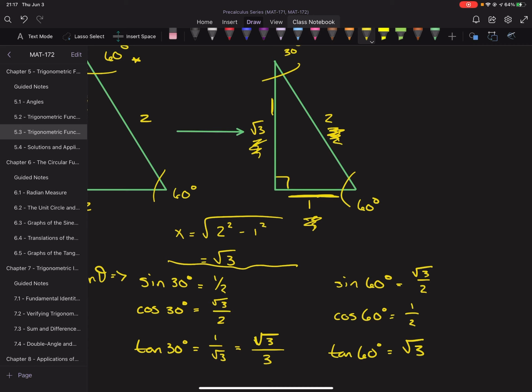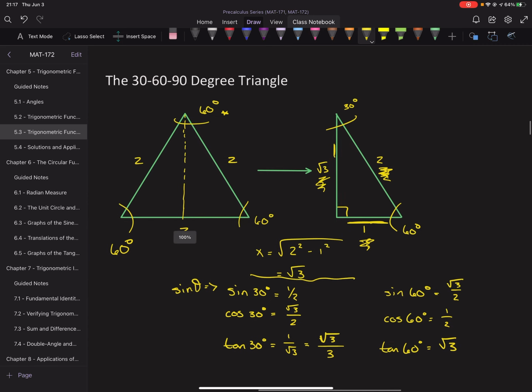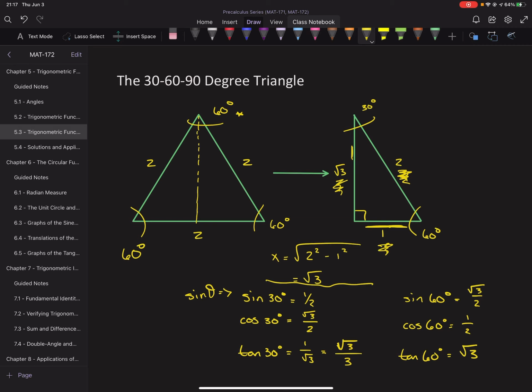And that's how you create a 30, 60, 90 triangle in order to define trigonometric functions at either the 30-degree mark or the 60-degree mark.